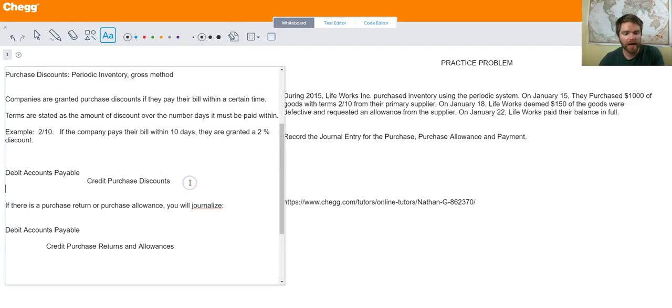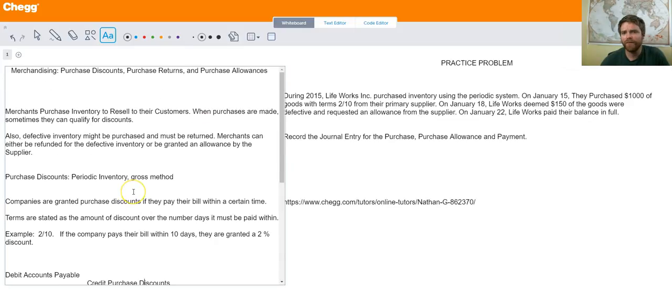And that's recorded by debiting accounts payable. So they're reducing their liability because they get a discount, and they make a credit to purchase discounts. Now, if there's a purchase return or purchase allowance, you will journalize a debit to accounts payable and a credit to purchase returns and allowances. So again, you're reducing your liability by either the discount if you qualify or by the return and the allowance. I know it's a lot of information, so it'll be a lot easier if we go ahead and practice a problem here on the right side.